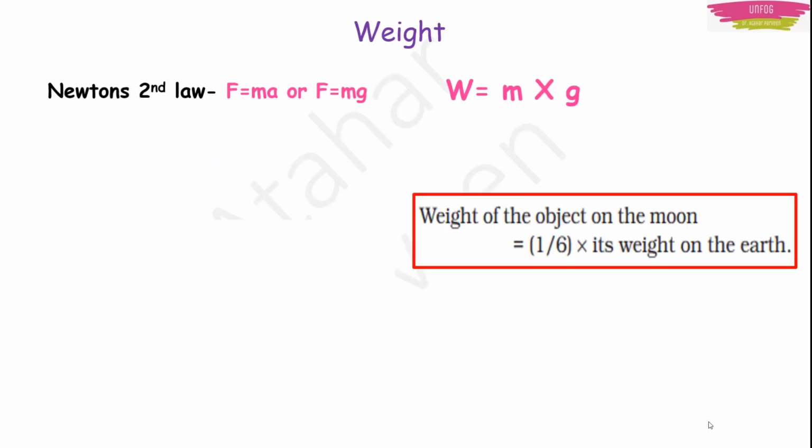One more thing which you have to remember is that the weight of an object on the moon is 1/6 times its weight on the earth. So if an object on earth weighs, say, 600, then if that same object is on the moon, it will become 600 upon 6, it will become 100. So a question may be asked based on this also.